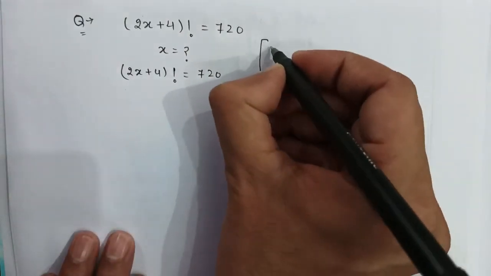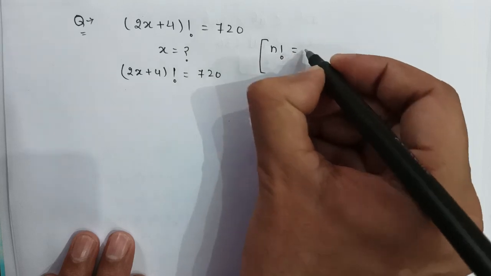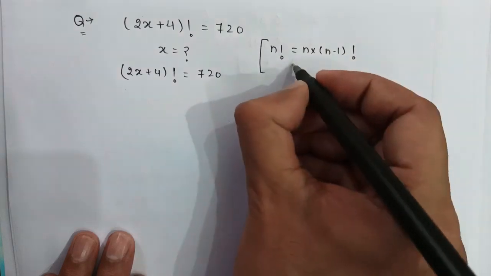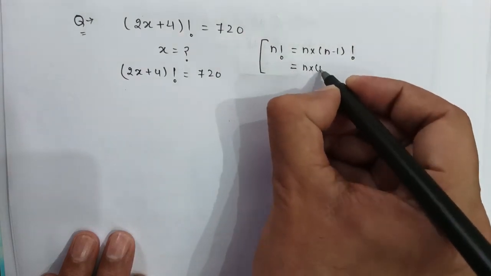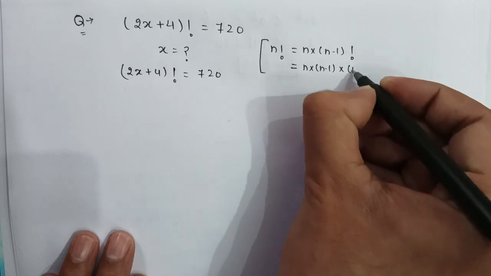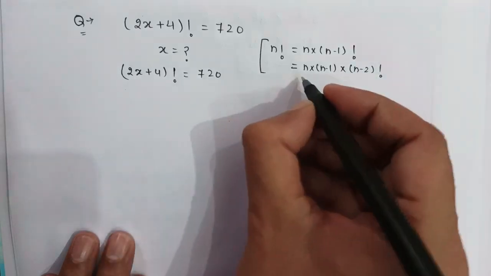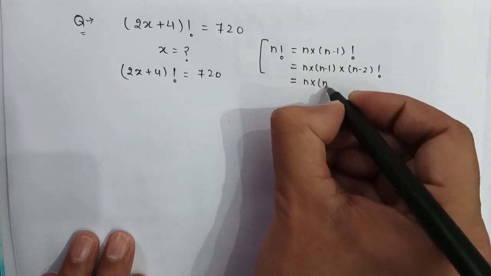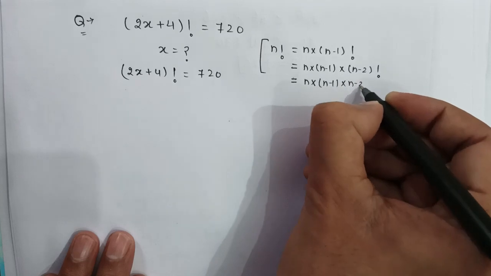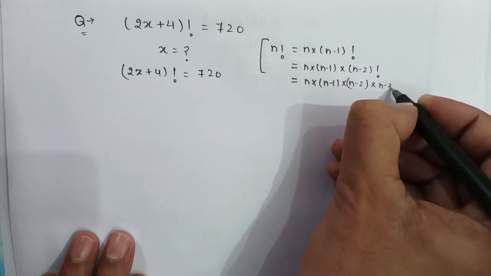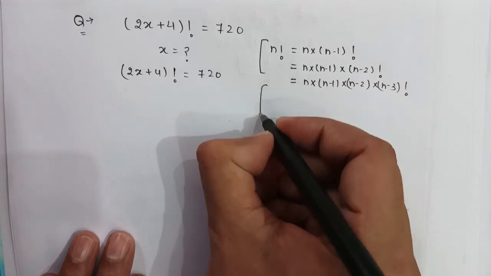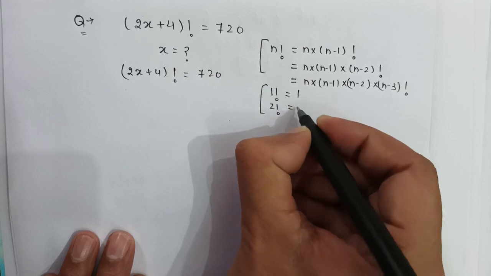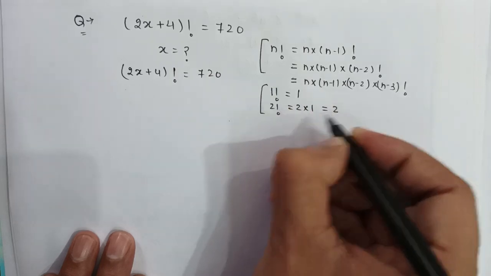As we know, if n factorial is written, then it can be written as n multiplied by (n - 1) factorial, or it can be written as n multiplied by (n - 1) multiplied by (n - 2) factorial, right? And it can also be rewritten as n multiplied by (n - 1) multiplied by (n - 2) multiplied by (n - 3) factorial, right? So here 1 factorial can be written as 1, 2 factorial can be written as 2 multiplied by 1, that is 2, right?